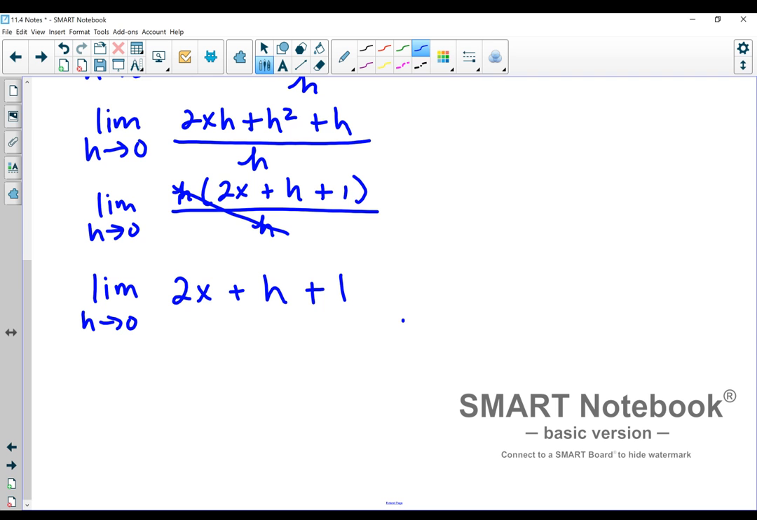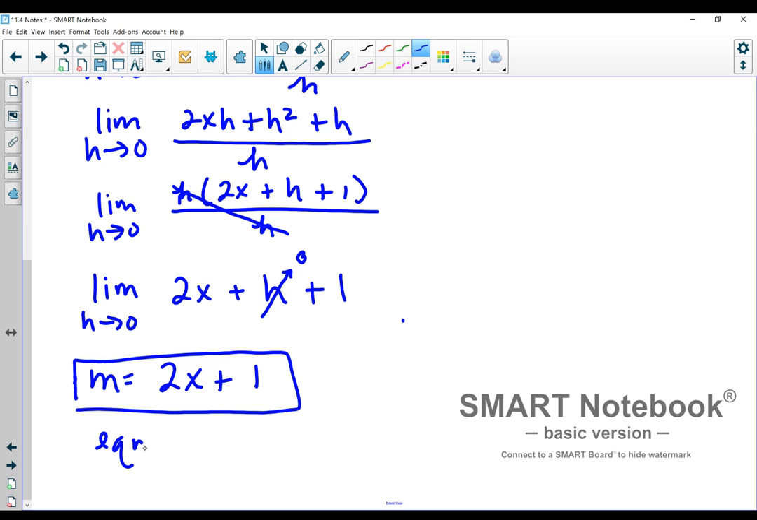So as h goes to 0, this h right here gets smaller and smaller and smaller. As that goes to 0, basically what I have here is just 2x plus 1. So that's my first part of this. Now I have an equation for the slope. So this is an equation for the slope of the tangent line anywhere on that function.